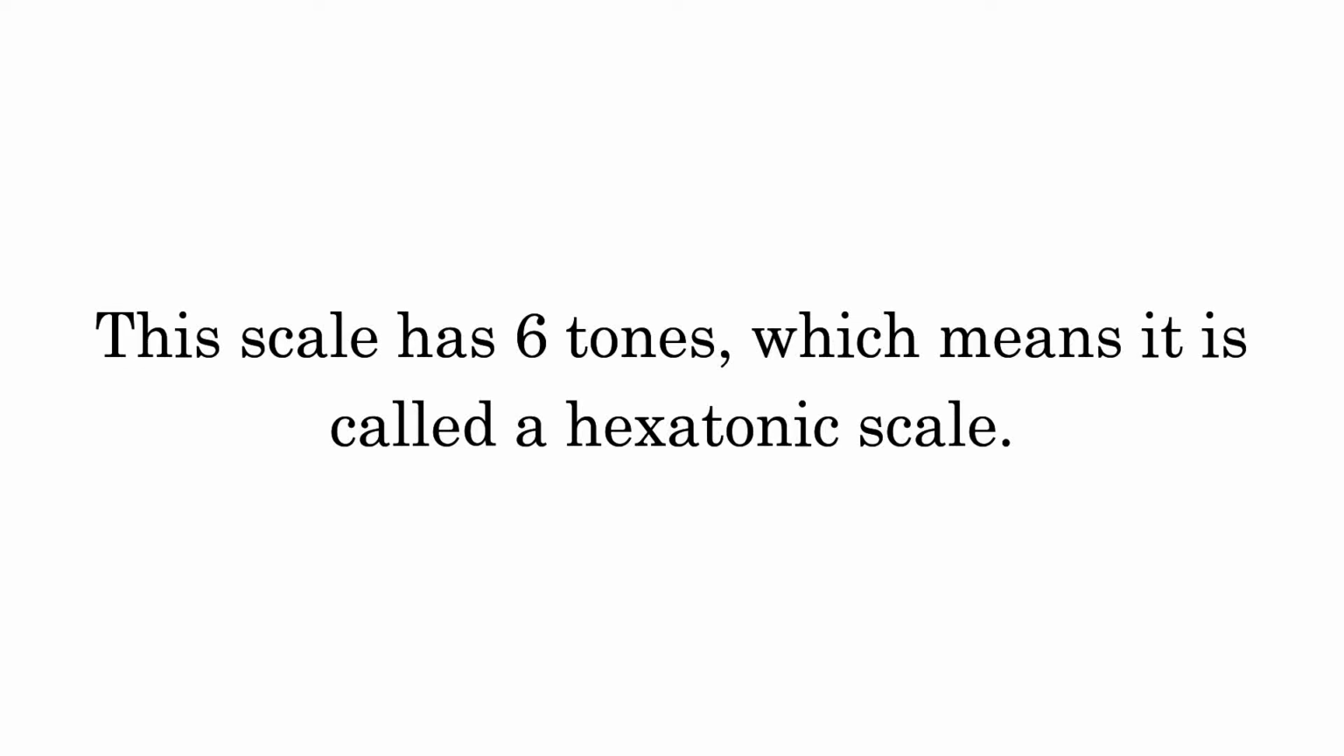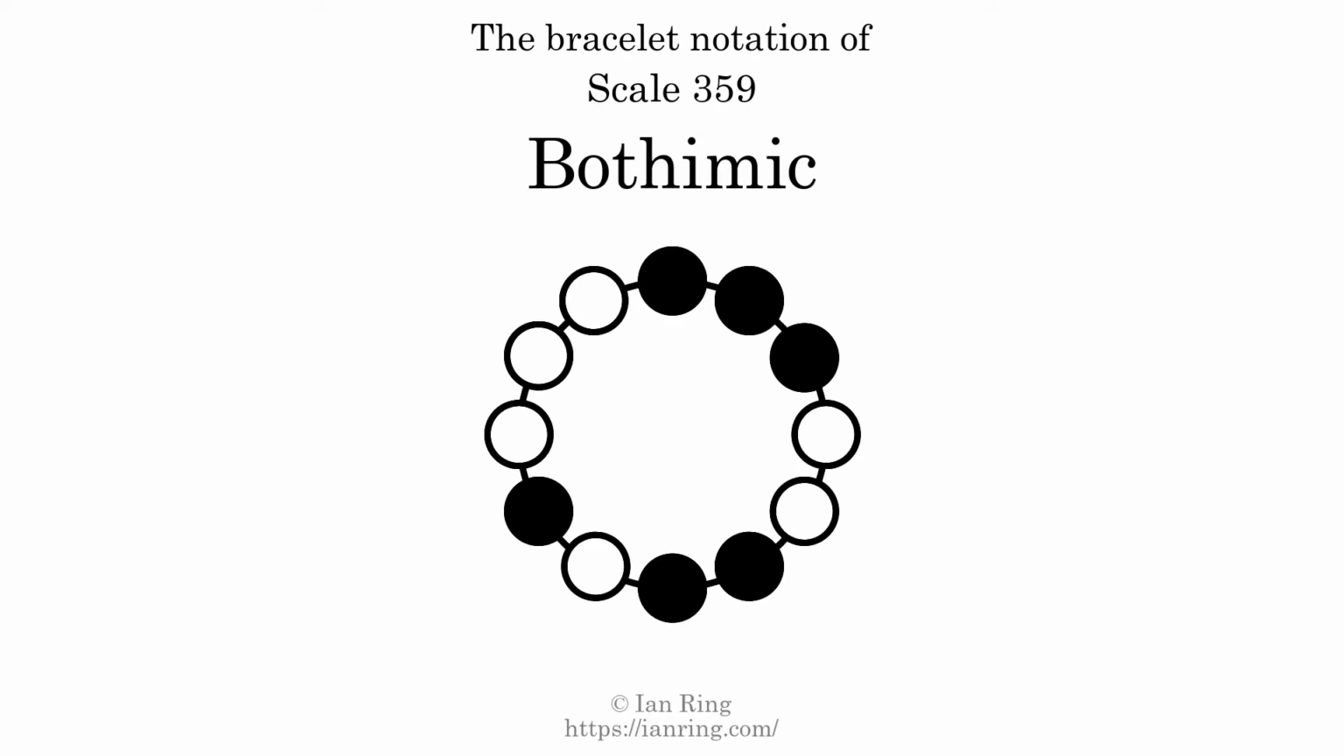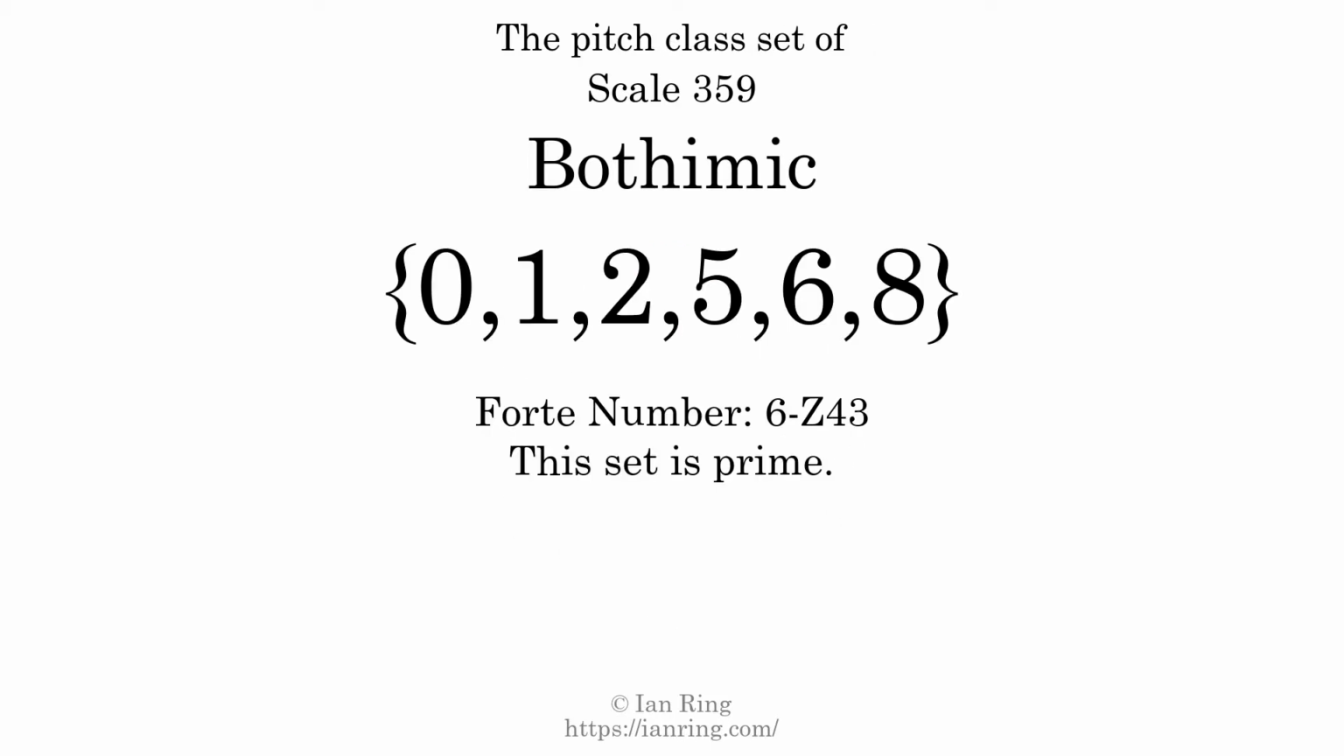This scale has 6 tones, which means it is called a hexatonic scale. This is a bracelet notation diagram of scale 359. The shaded circles represent tones that appear in the scale, and they are read clockwise, starting at the top. The pitch class set for this scale is 0, 1, 2, 5, 6, 8.